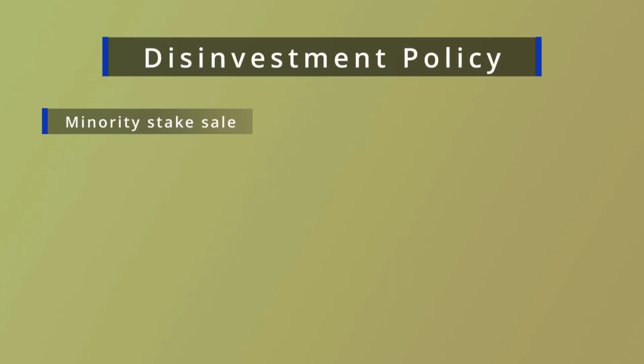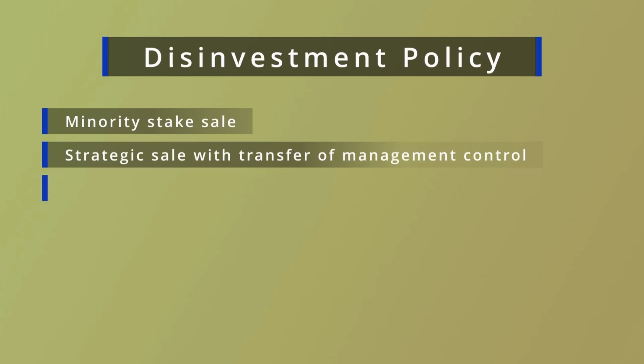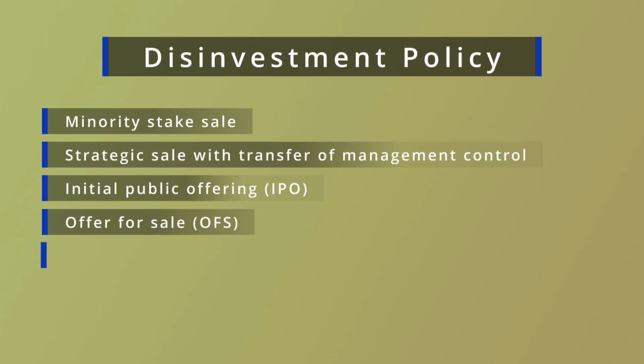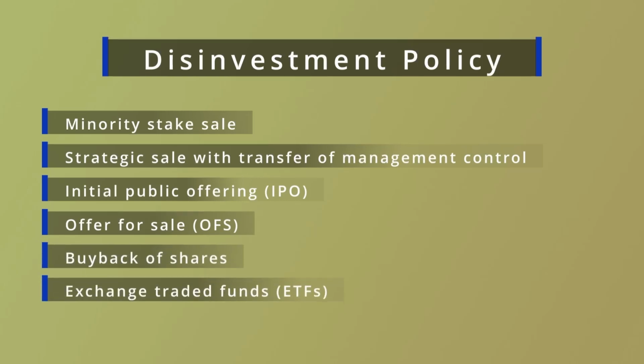Here the government had adopted different approaches towards disinvestment over the years, such as minority stake sale, strategic sale with transfer of management control, initial public offerings, offer for sale, buyback of shares, exchange traded funds. Side by side, it is also true that the government has set up different commissions or agencies to frame the disinvestment policy in our country. And here we noticed that from time to time the government also changed this organization for the better implementation of the disinvestment policy.